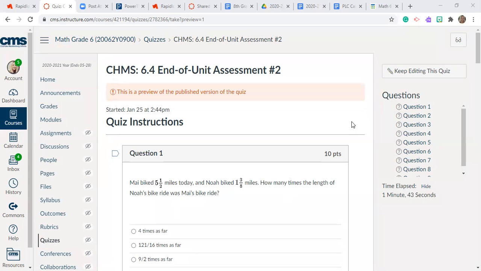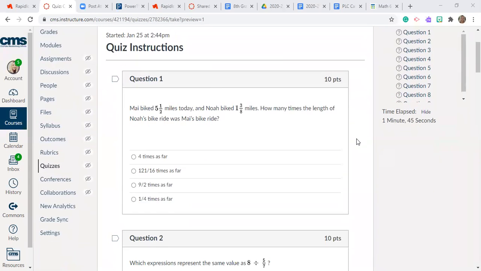So if you'll take a look at question number 1. Mai biked 5.5 miles today, and Noah biked 1 3/8 miles. How many times the length of Noah's bike ride was Mai's bike ride? A, 4 times as far, 121/16 times as far, 9/2 times as far, or 1/4 times as far. Pause the video and do the work in your notebook.